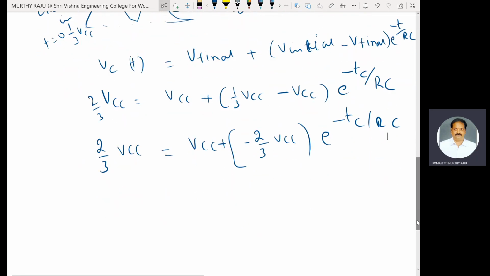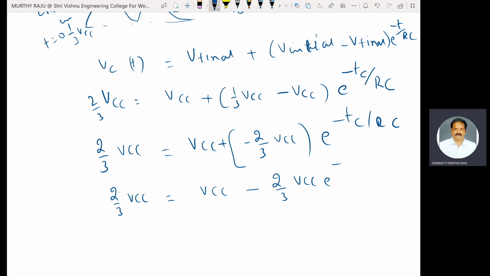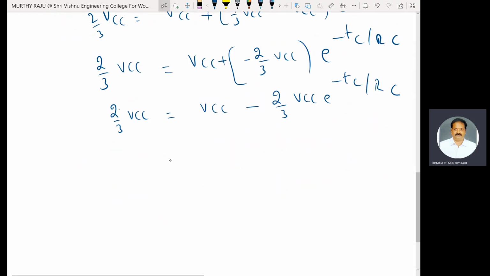Here VC, this is 2/3 VCC, is equal to VCC minus 2/3 VCC e power minus TC by RC. Interchanging these two.